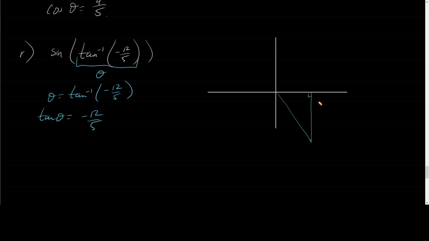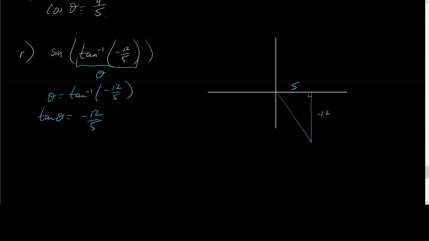Now, tan being negative 12 over 5, from SOHCAHTOA, tangent is opposite over adjacent. So the possibilities here are that I either have negative 12 over 5 or 12 over negative 5. But because we're working in this quadrant over here, we're going to say that the opposite is negative 12. The adjacent is a positive 5. All right, so essentially we're saying this one didn't work.